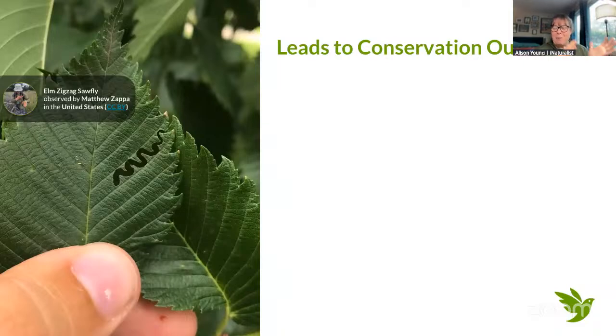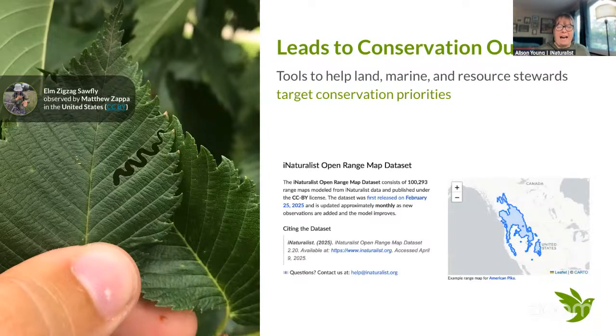Moving a little bit more into conservation, how iNaturalist data is helping to protect species and places. One of the things is that we have tools and resources that we've made with iNaturalist data to help people make more informed conservation decisions. For example, we have free range maps for over 100,000 species. Those range maps are free to download. You could download individual range maps for individual species, or you can download entire groups of range maps, like all the reptiles in the world. You can download all of those together to get these range maps that have been built based on iNaturalist observations.